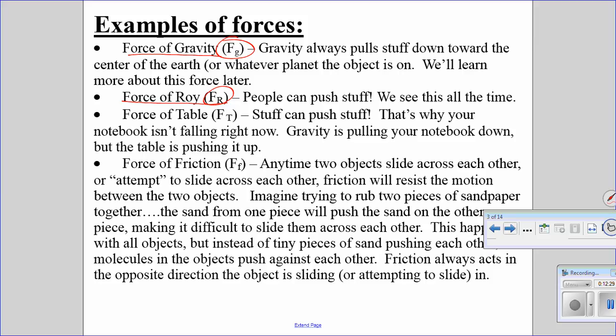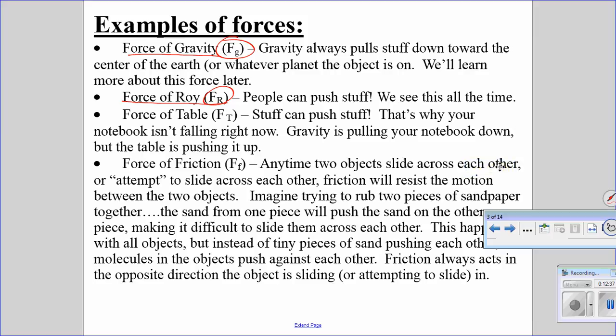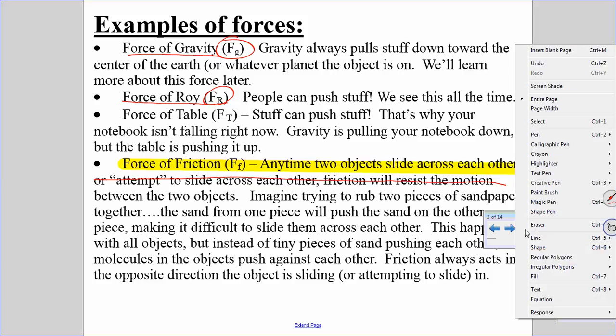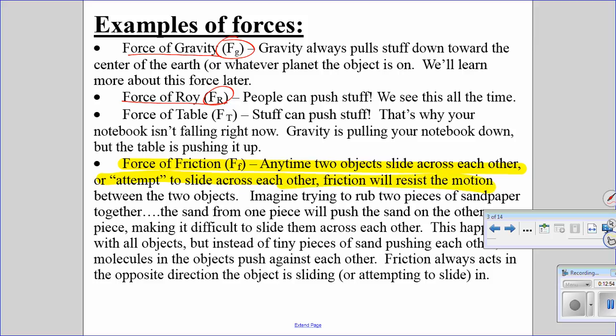But okay. So if you want to write something down about force of friction right now, I would probably write down this first sentence. Oh, no. Stupid smart board. So if you want to write down one thing about friction, I'd write that down. And then the rest is just my sandpaper analogy. Good? Any questions?